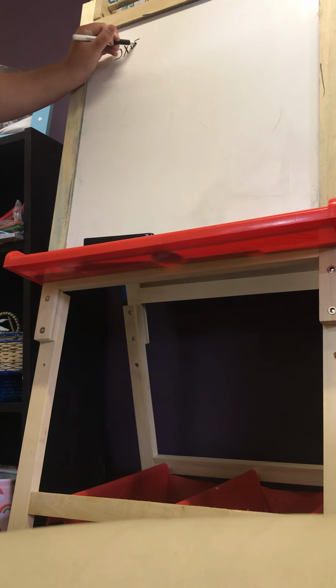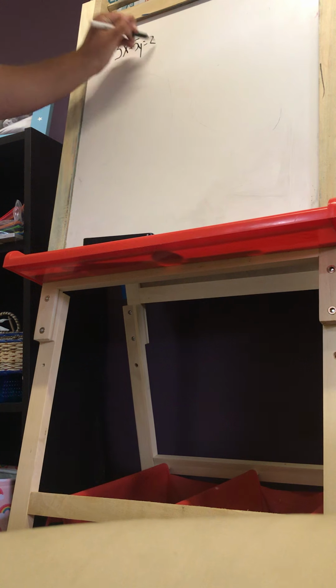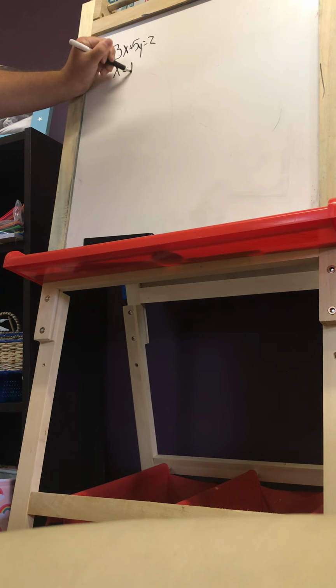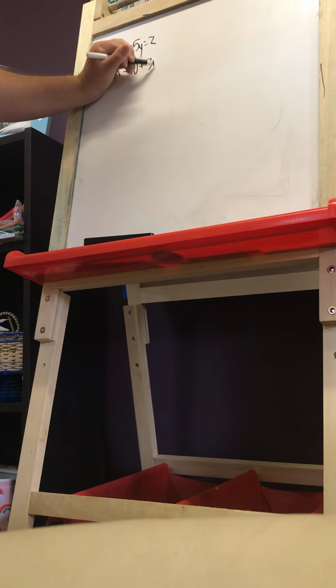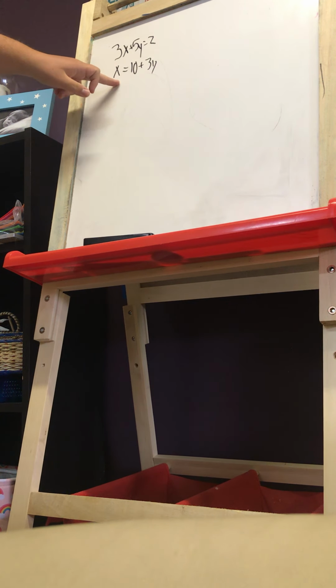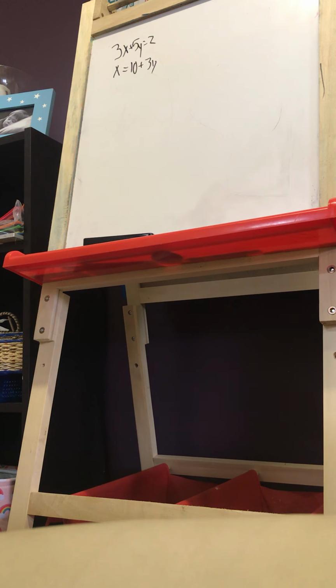3x plus 5y equals 2, as well as x equals 10 plus 3y. Now, when using the substitution method, you need to make sure you have an isolated variable in your equation, as we have in this one here, which would be x. Now what you're going to want to do is substitute one equation into the other.